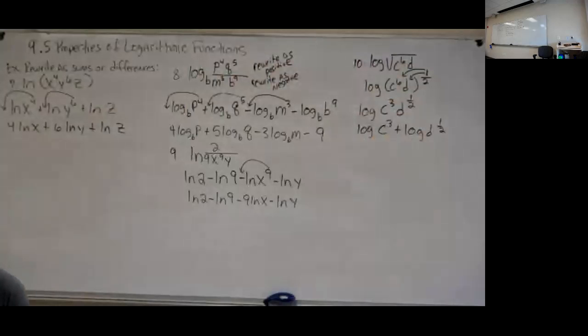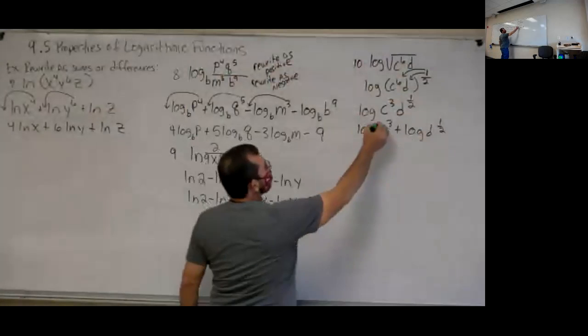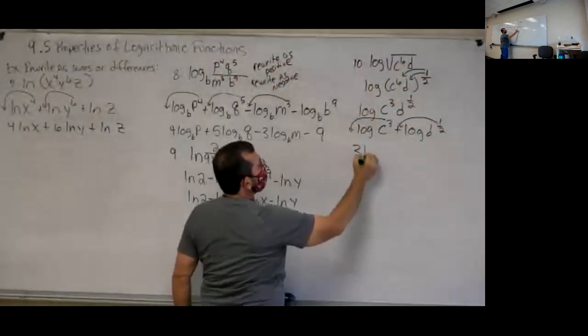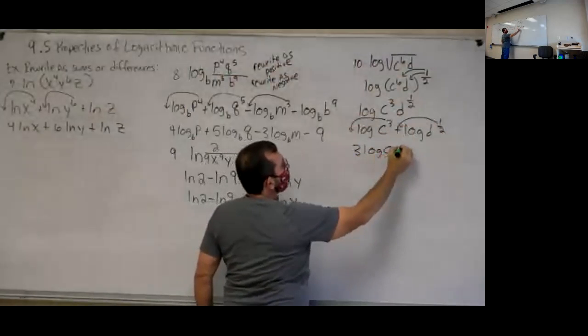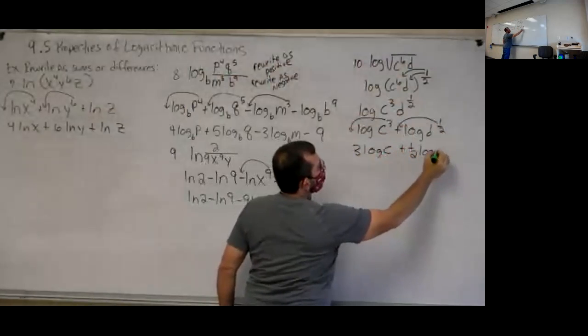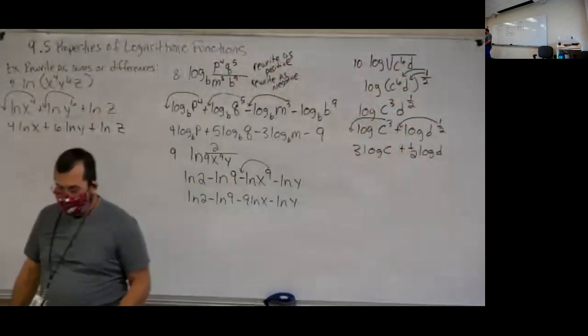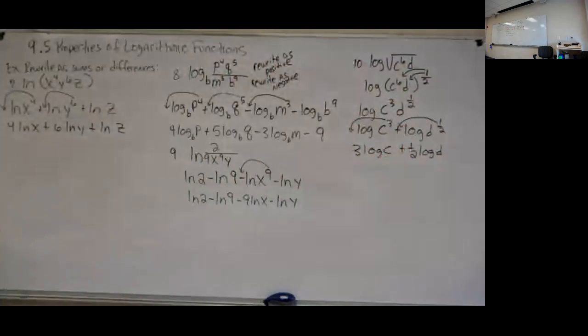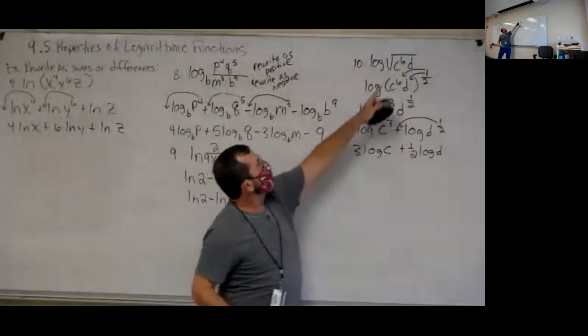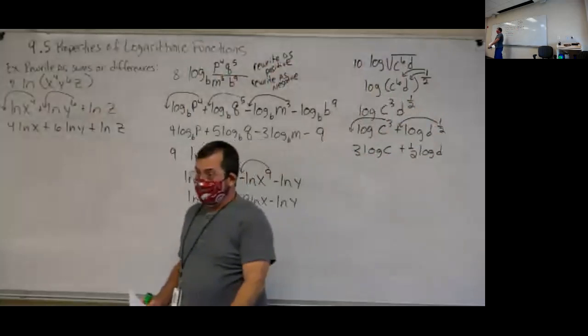Well, one more step. You have to move the exponents to the front. Yep, they bring them down, guys. So 3 log C plus 1/2 log D. To me, they're really being tricky with these radicals. So make sure we know what we did here, because I've got a big radical coming up.